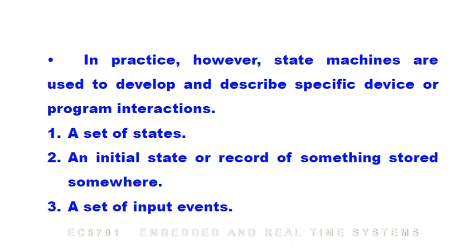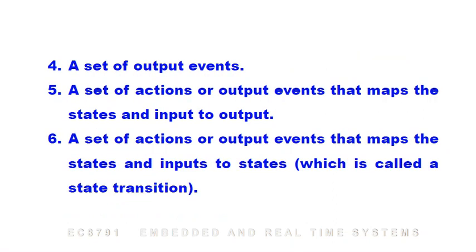First one, a set of states and an initial state, a record of something stored somewhere. Third one, a set of input events. Fourth one, a set of output events. Fifth one, a set of action or output events that maps the states and inputs to outputs. Sixth one, a set of action or output events that maps the states and inputs to states, which is called state transition.